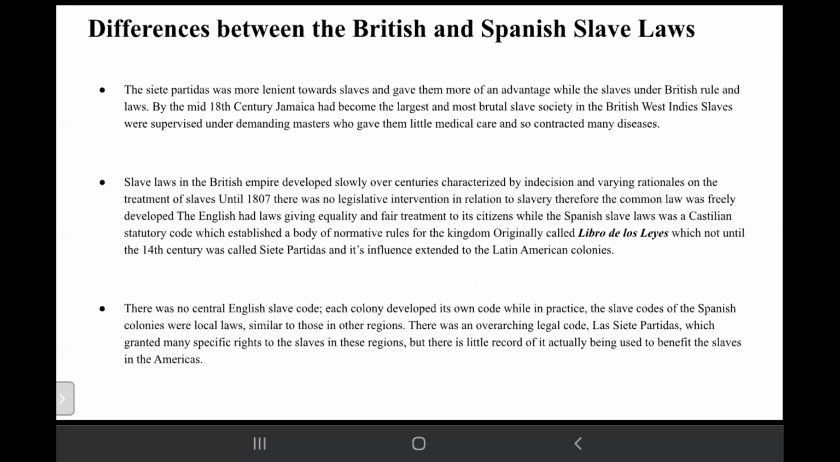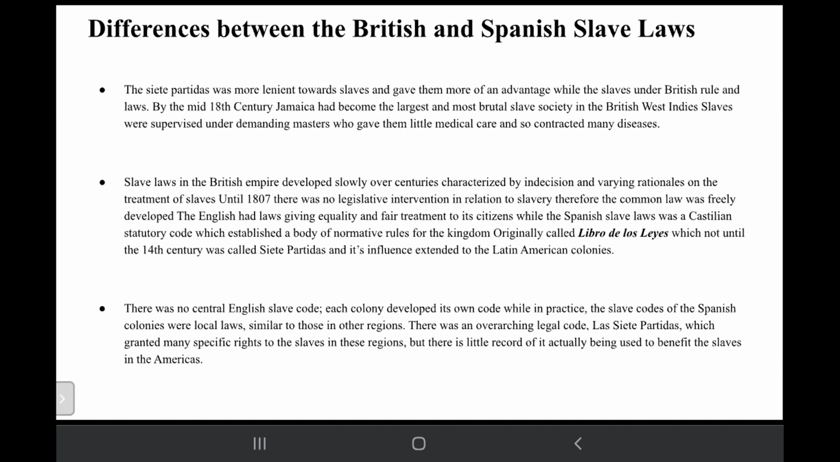Differences between the British and Spanish slave laws. The Siete Partidas was more lenient towards slaves and gave them more of an advantage, compared with slaves under British rule and laws. By the mid-18th century, Jamaica had become the largest and most brutal slave society in the British West Indies. Slaves were supervised under demanding masters who gave them little medical care and so contracted many diseases.